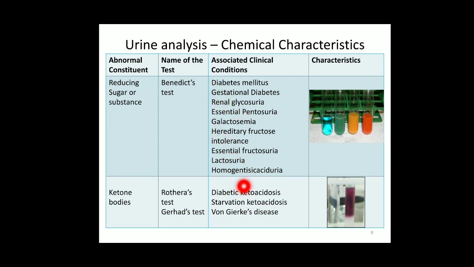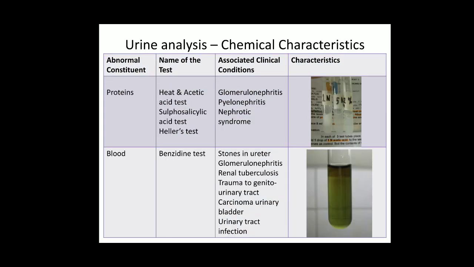Then ketone bodies also. Normally it is absent. If it is present, it is in these conditions: diabetic ketoacidosis, starvation, then von Gierke's disease. The tests that are done are Rothera's test and Gerhardt's test. Then protein also. To detect protein, we commonly do the heat and acetic acid test and the sulfosalicylic acid test. Heller's test is not performed generally. These are the conditions where there is excretion of proteins: nephritis, glomerulonephritis, nephrotic syndrome and pyelonephritis. You can see, if it is present, a white precipitate will be there.